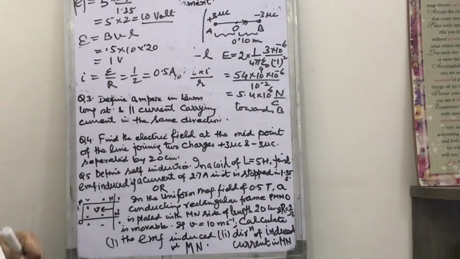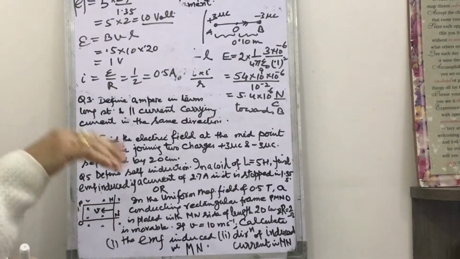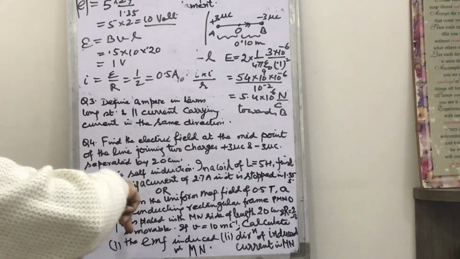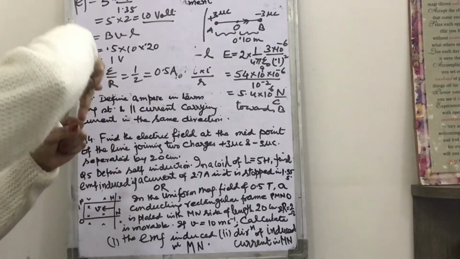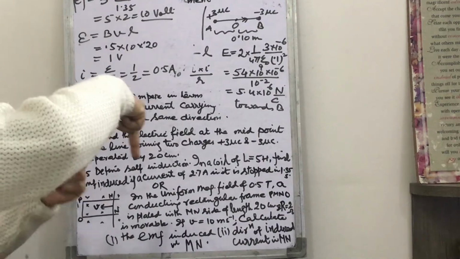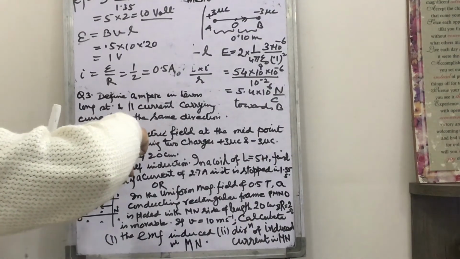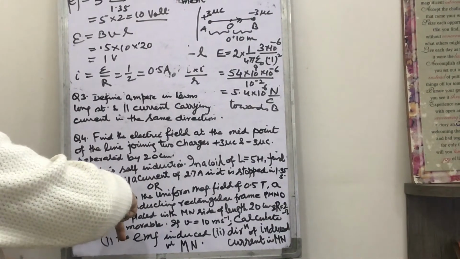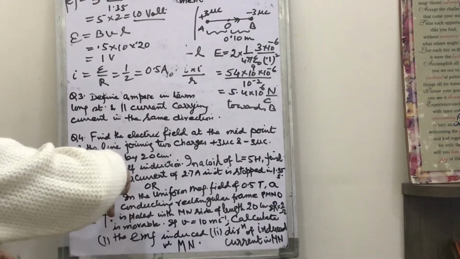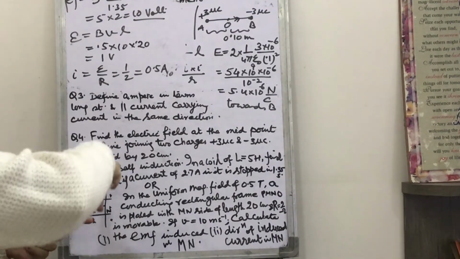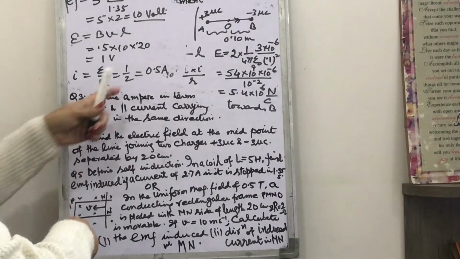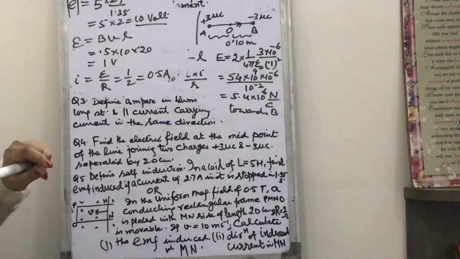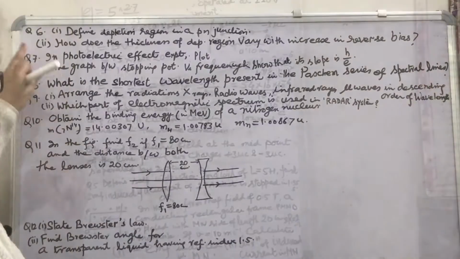How to find the direction? The induced current is obtained by the right hand rule. Look here, this is the magnetic field, this is the direction of induced current, and the thumb denotes the motion of the conductor in the magnetic field. Look here, the middle finger points downward, so from M to N will be the direction of induced current. Clear?